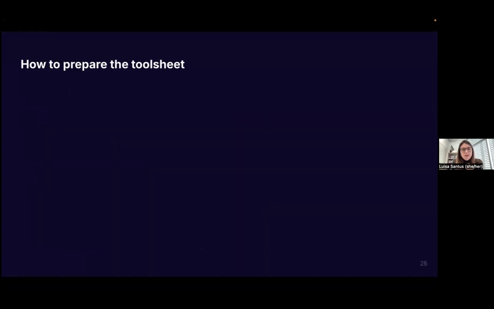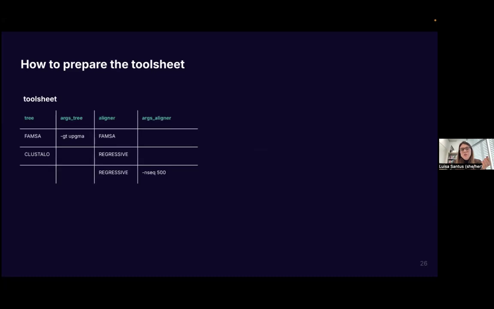And then we have another input, which is the toolsheet. The toolsheet looks like this. You have 4 columns at the moment. You have the tree, the arguments for the tree, the aligner, and the arguments for the aligner. Now, each row corresponds to one parallel run. So it corresponds to a combination of guide tree and aligner.